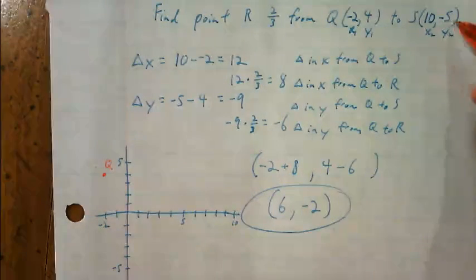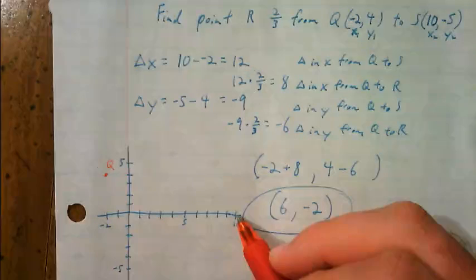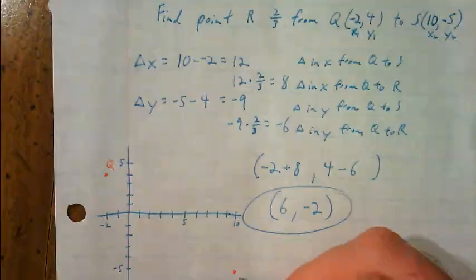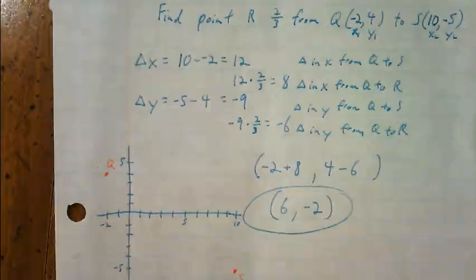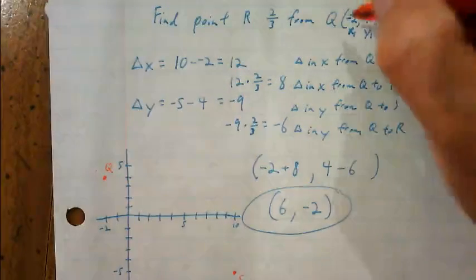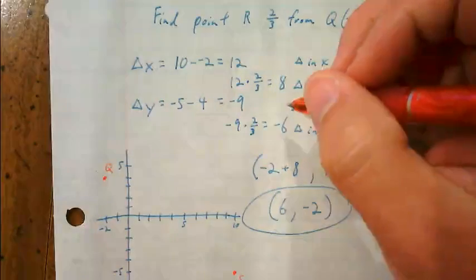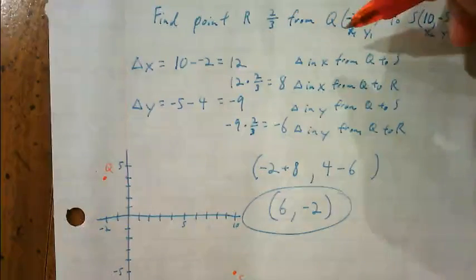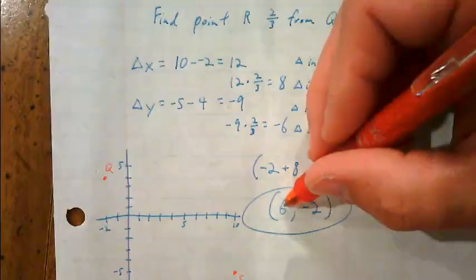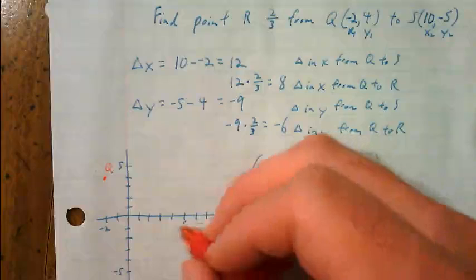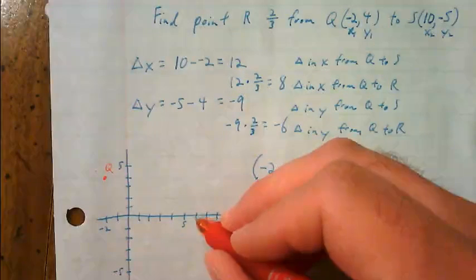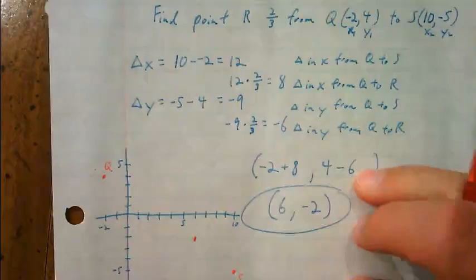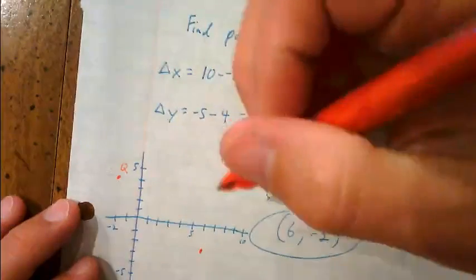(-10, -5) and (10, -5). That's point S. Then R is 2/3 from Q to S. So, if I graph that point, you should see that they are all in a line. So we have (6, -2), up there. Again, I'm not using graph paper, so it might not look perfect.